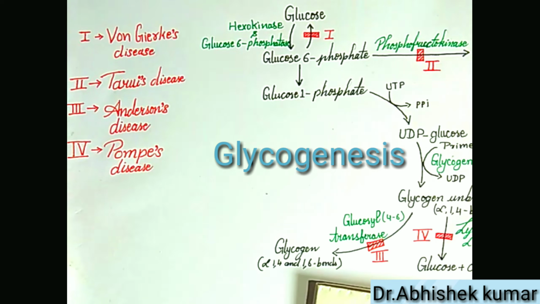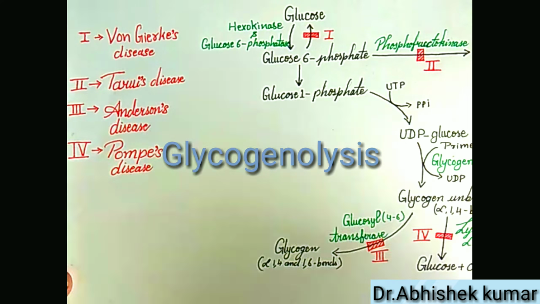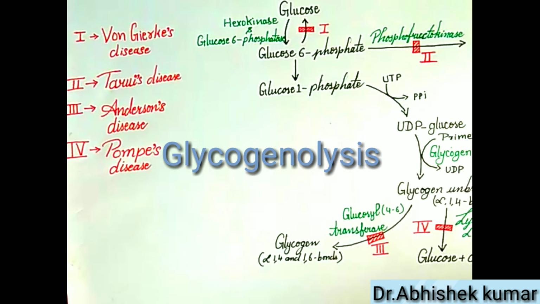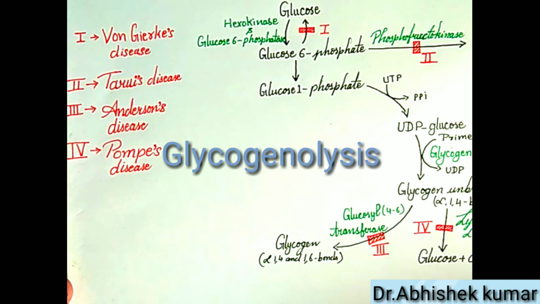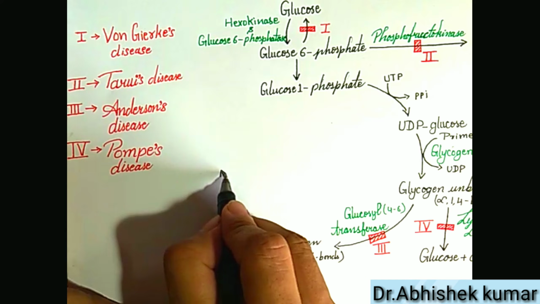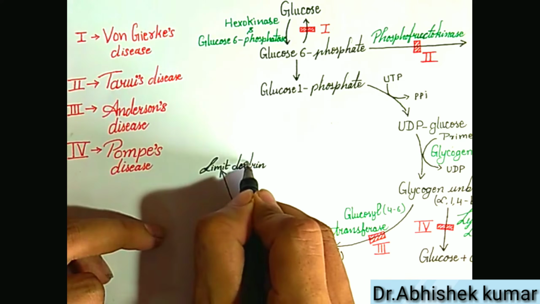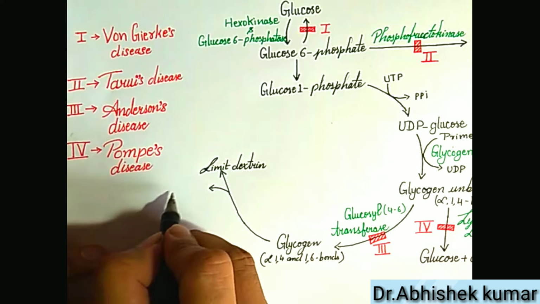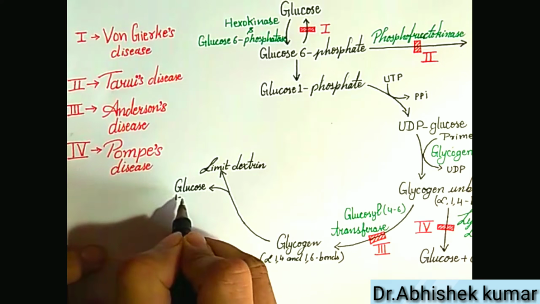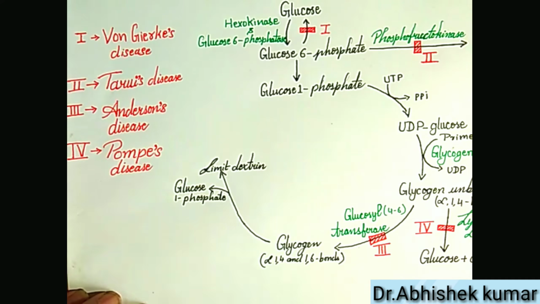Till now we have seen glycogenesis, that is glycogen synthesis from glucose, and all the enzymatic defects which cause disease. Now we'll see glycogenolysis, that is glycogen degradation. Now glycogen will convert to limit dextrin, and it releases glucose 1-phosphate.